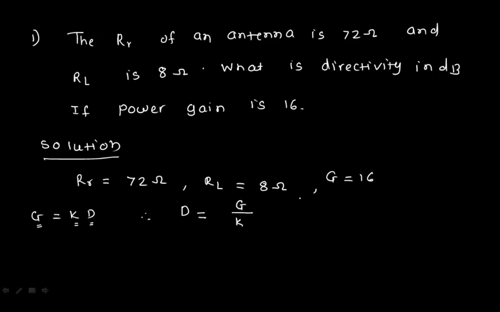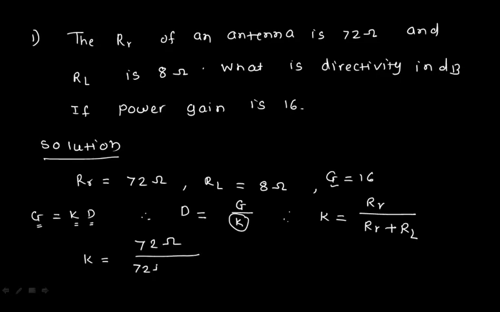G is already given. What I need to find out is K. So I'll write the formula for K is equal to RR divided by RR plus RL. RR is 72 ohm, and RL is 8 ohm. So if I calculate this, it is 72 ohm divided by 80 ohm, which comes to 0.9. If I write it in percent, it will be 90%.